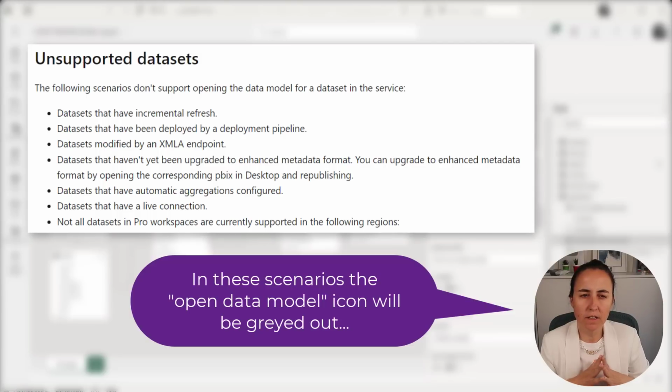It says the following scenarios don't support opening the data model: incremental refresh sets, datasets that have been deployed by a deployment pipeline, XML endpoint, so any advanced settings won't do it. Enhanced metadata format won't work. Datasets that have automatic aggregations configured won't work. Live connection won't work. And obviously, everything that you see missing here means that they haven't managed to put it in there yet. So there's a long list. I'm going to post a link to the blog, so I don't need to read it for you. You can read it yourself.